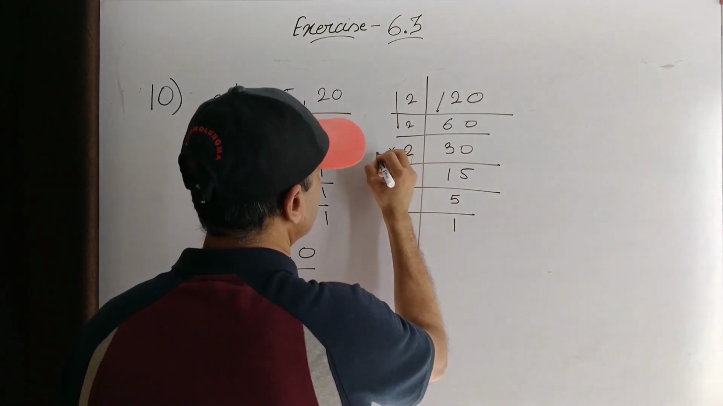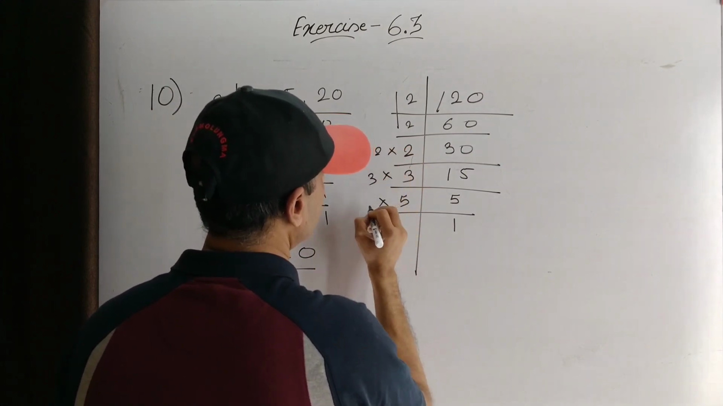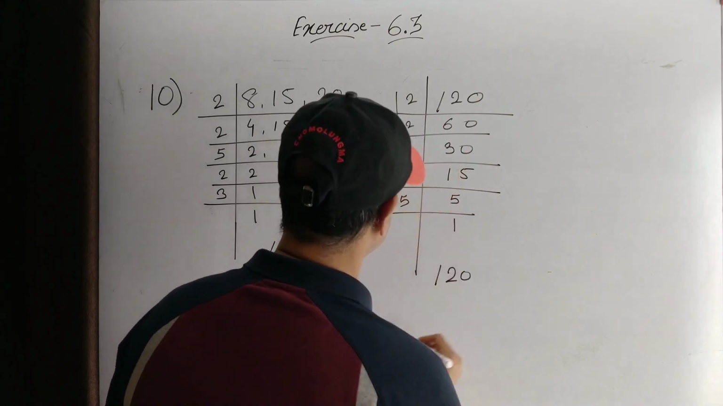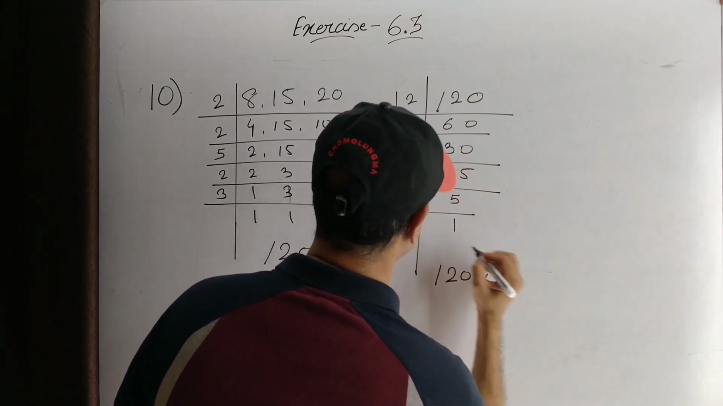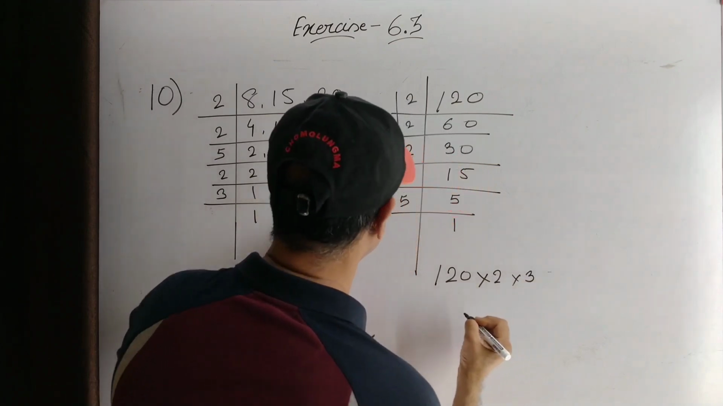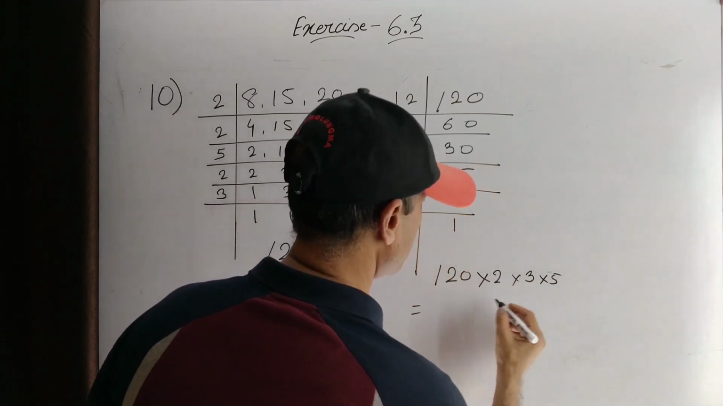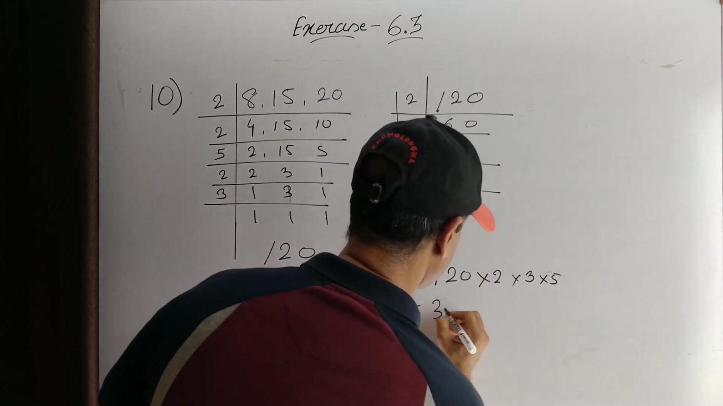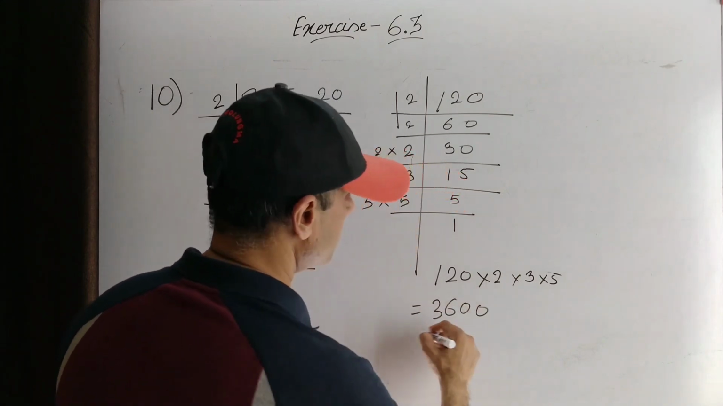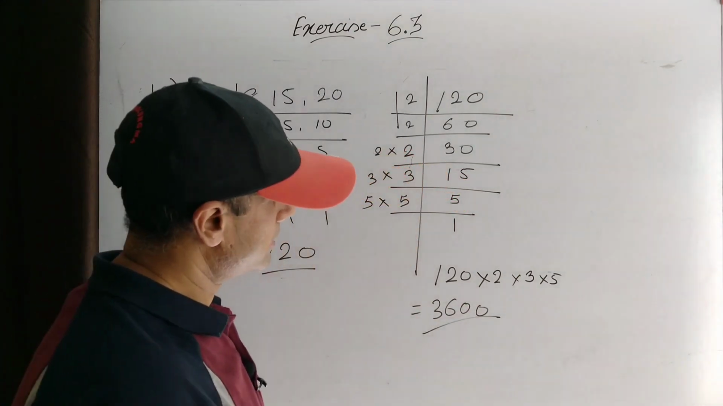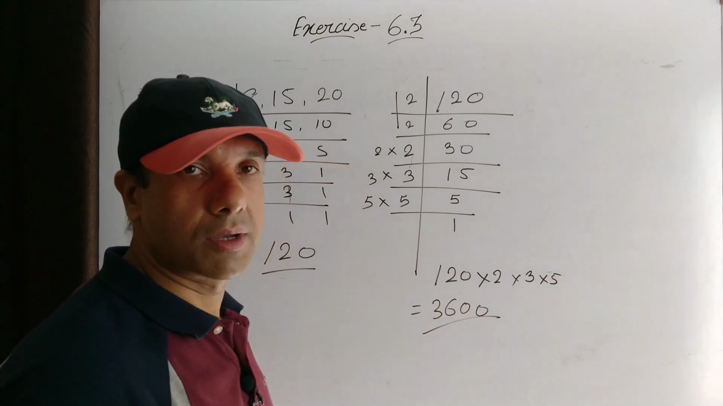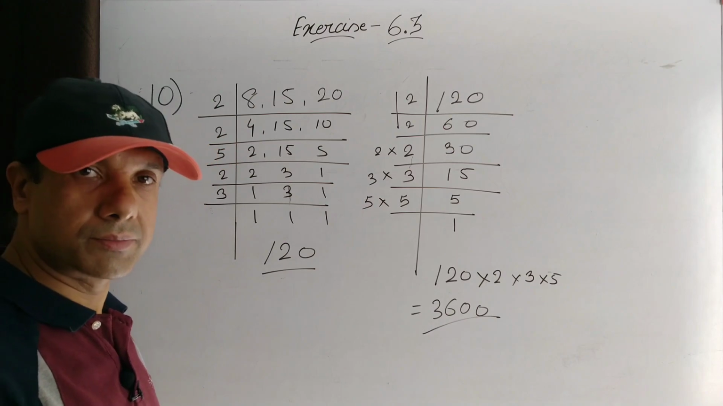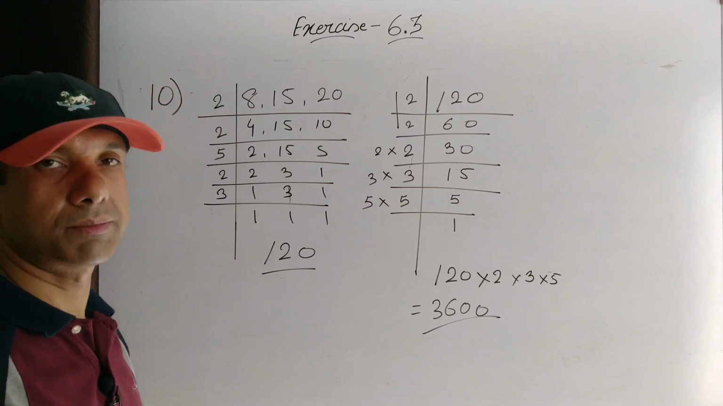So let us make all this in pair. So we'll multiply here with 2, with 3 and with 5, and hence the number obtained will be 120 multiplied by 2, this 3 and this 5. This equals to 15, 30, 30 into 3 is 90, 30 into 30 is 900, 3600. So 3600 is the smallest square number which is divisible by 8, 15 and 20. Clear? So this completes our exercise 6.3. Keep practicing.